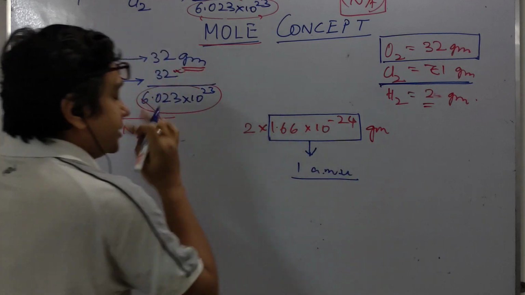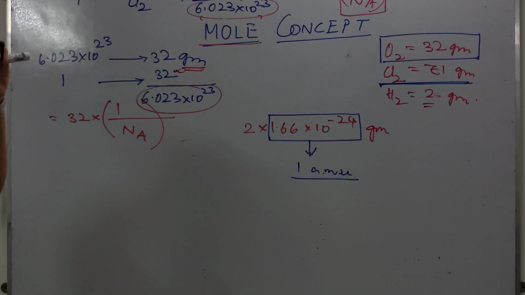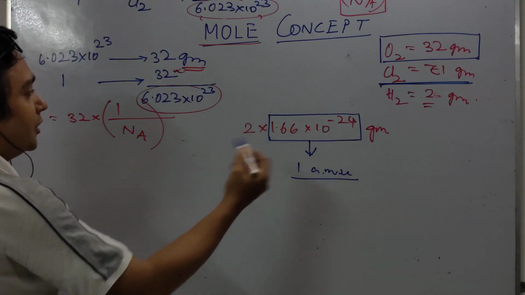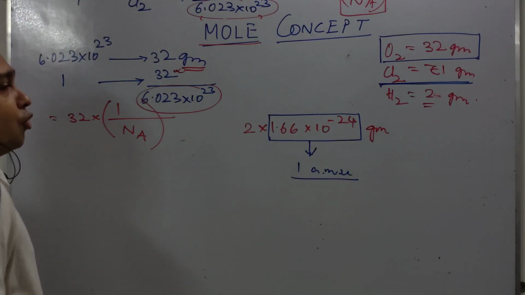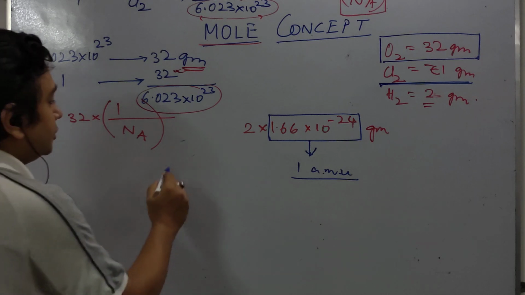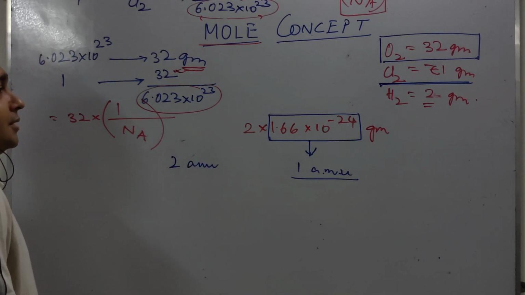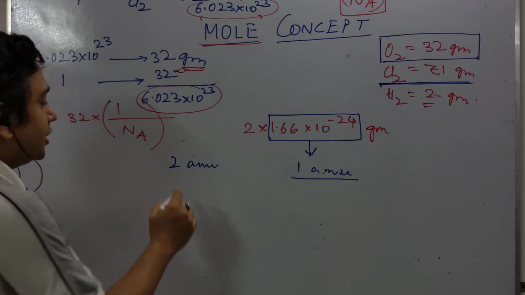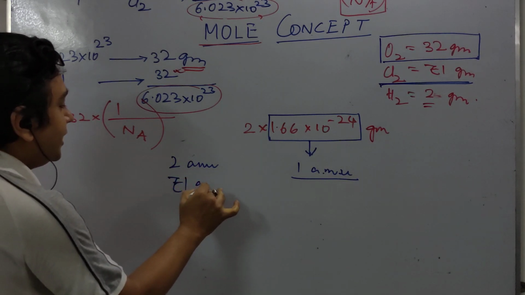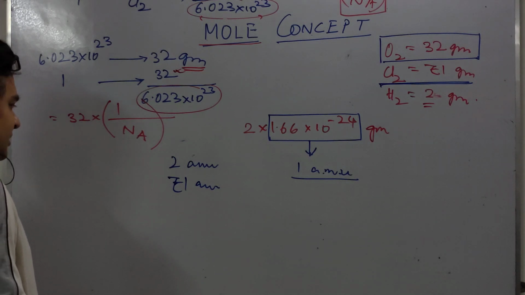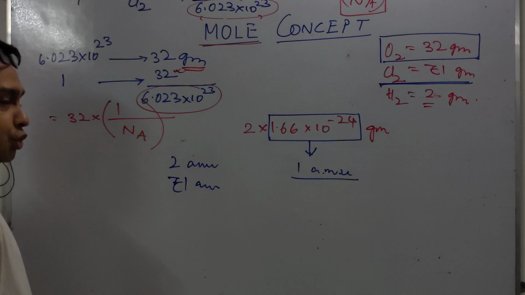Now this 1.66 × 10 to the power minus 24, this common factor, is known as 1 AMU, atomic mass unit. Clear? So from now onward we are going to express the weight of a molecule in AMU, atomic mass unit. Now what will be the weight of one hydrogen molecule? 2 AMU. What is the weight of one chlorine molecule? 71 AMU.